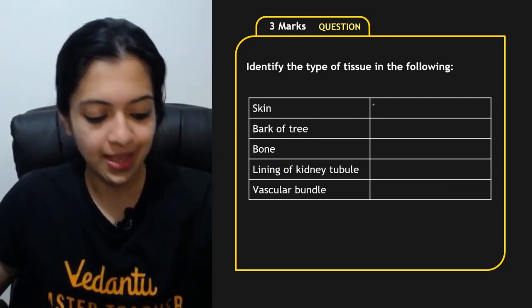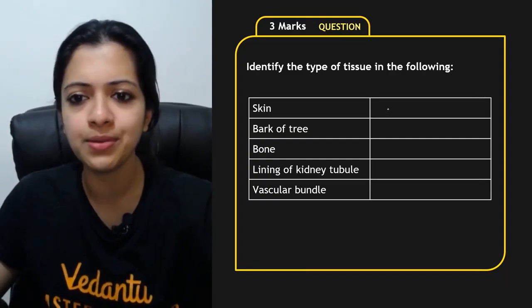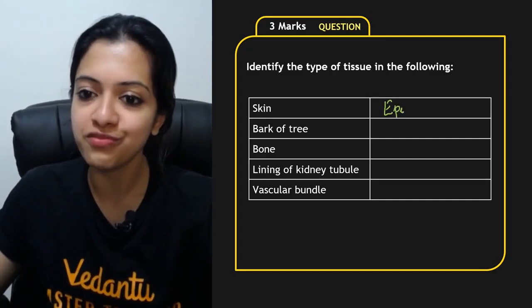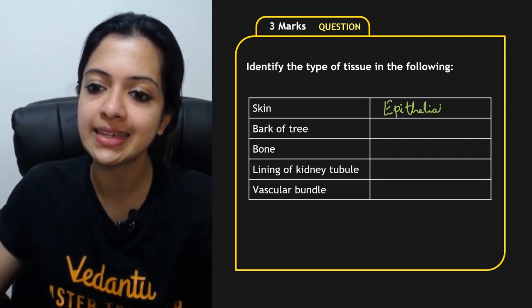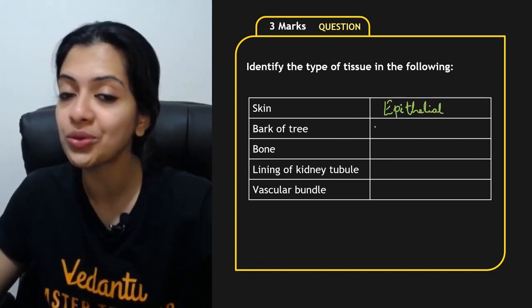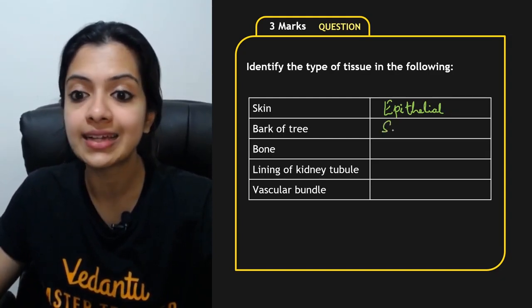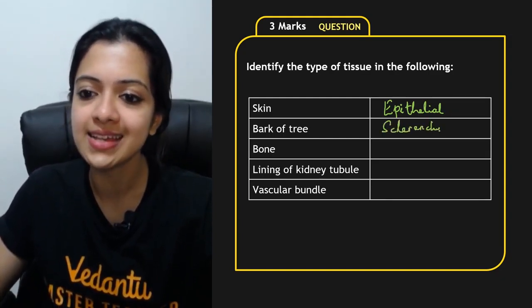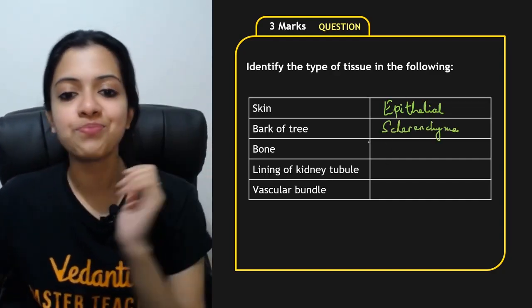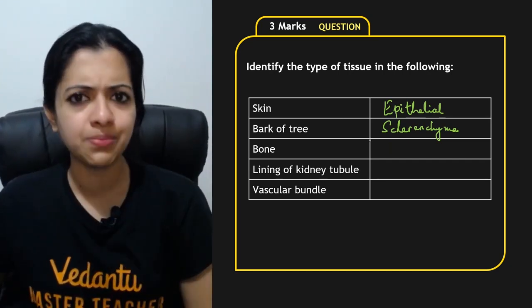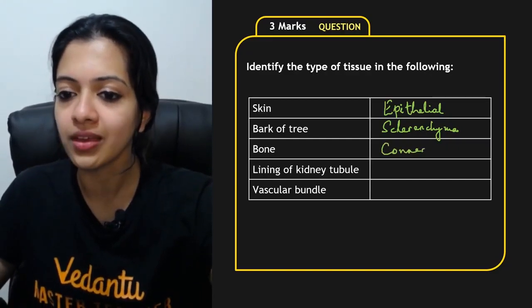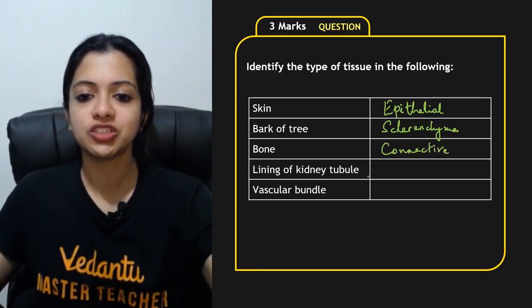No worries at all. Skin is animal tissue? Yes, of course, but what type of animal tissue? There are four of them, of which skin belongs to the epithelial tissues category. Bark of the tree, very, very hard. What kind of tissue are they? Sclerenchyma, yes, very, very hard depositions. Bone, what sort of a tissue is bone? Well, was bone a tissue in the first place? Yes, it was. It is a connective tissue, right? Connective tissue in animals.